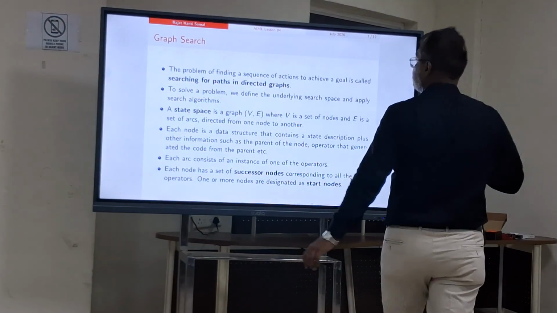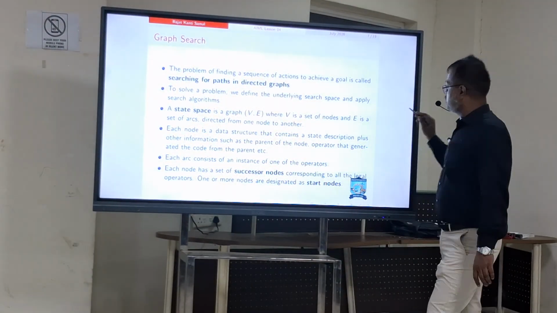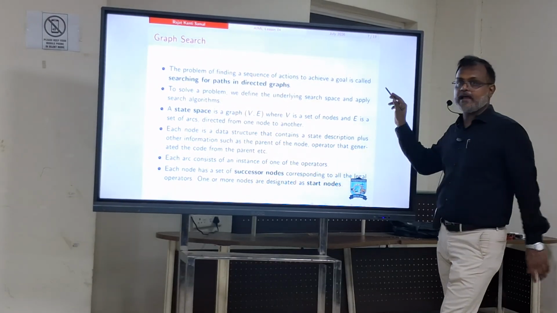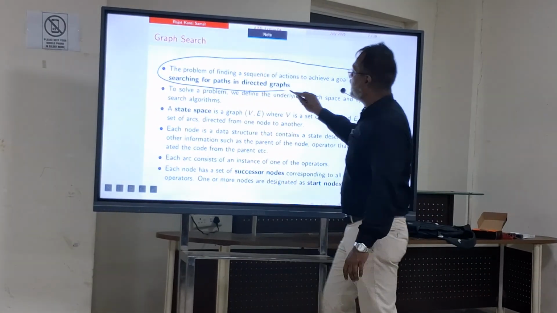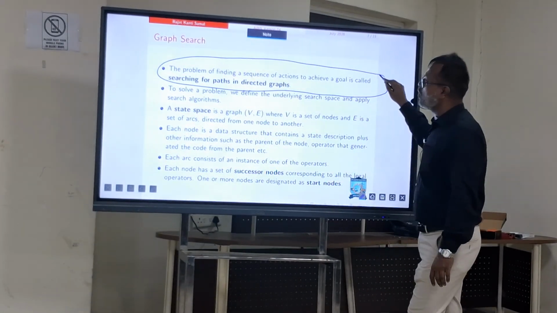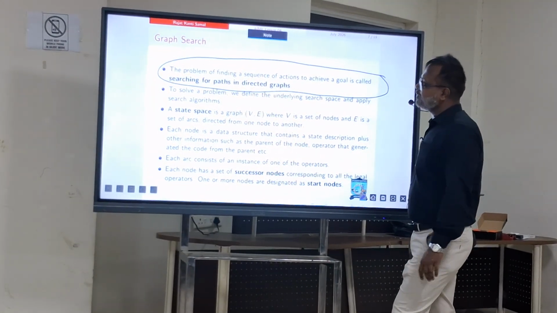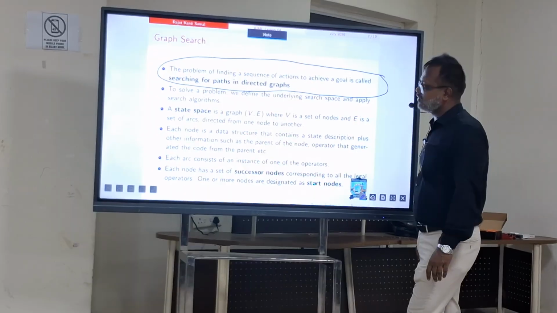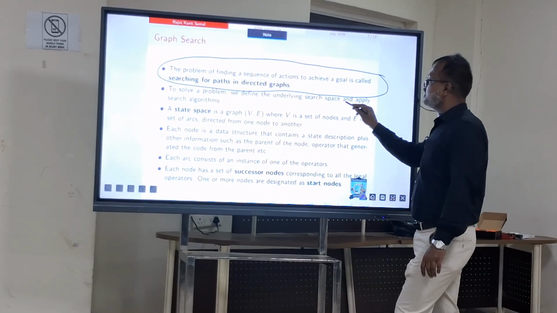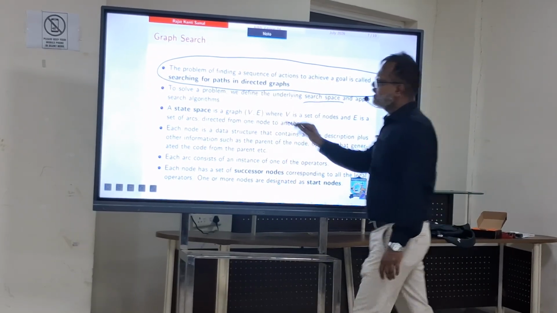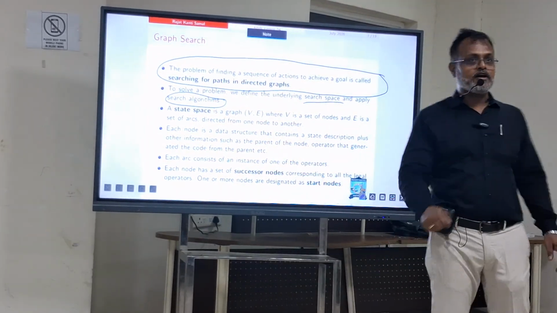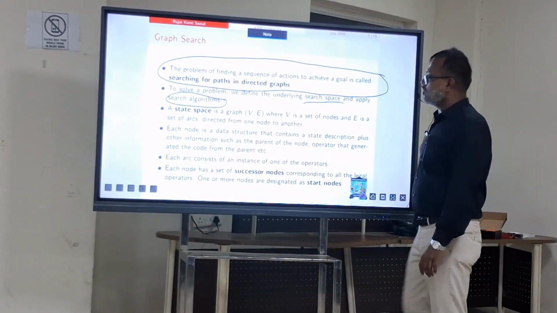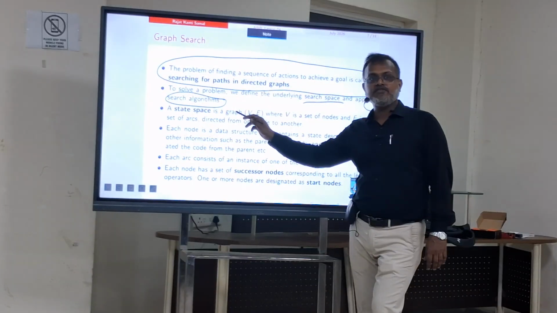So go through it. Write down this line. The problem of finding a sequence of actions to achieve a goal is called searching for paths in directed graphs. To solve the problem, we define the underlying search space and apply search algorithms. That is the objective of this module. Okay, search algorithms.